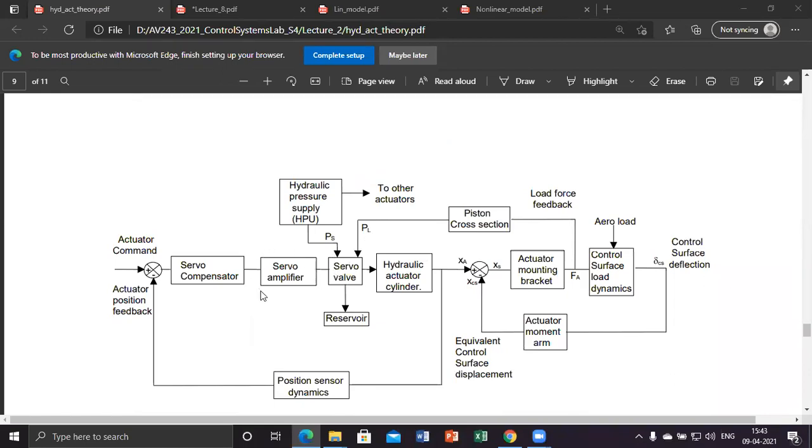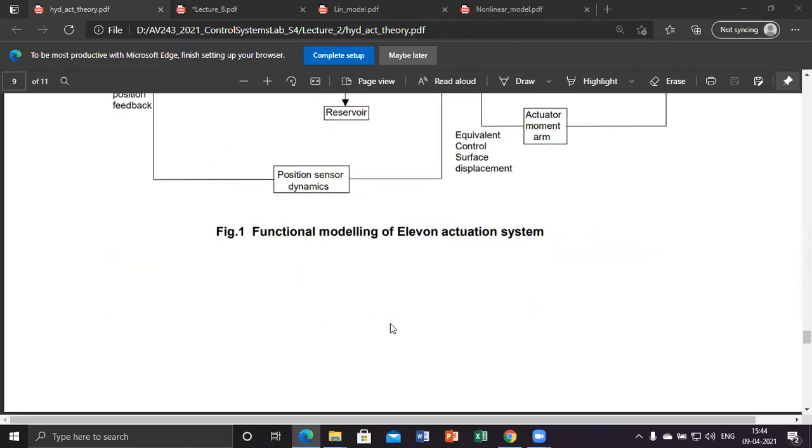And the servo valve is driven by a servo amplifier, I told you. And there is a servo compensator, actuator command, actuator feedback. The error passes through a compensator like a PI controller or lag lead compensator. Then we get some voltage. That voltage is to be converted into an equivalent current to drive the coils. That current will be given into the servo valve. So the servo valve does the remaining job. Finally, the servo valve will give a flow to the hydraulic actuator cylinder. That's the output of the servo valve.